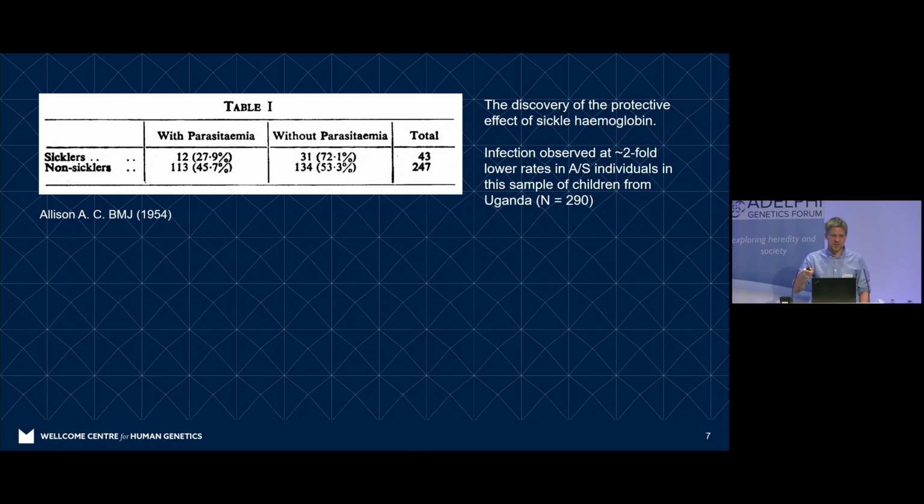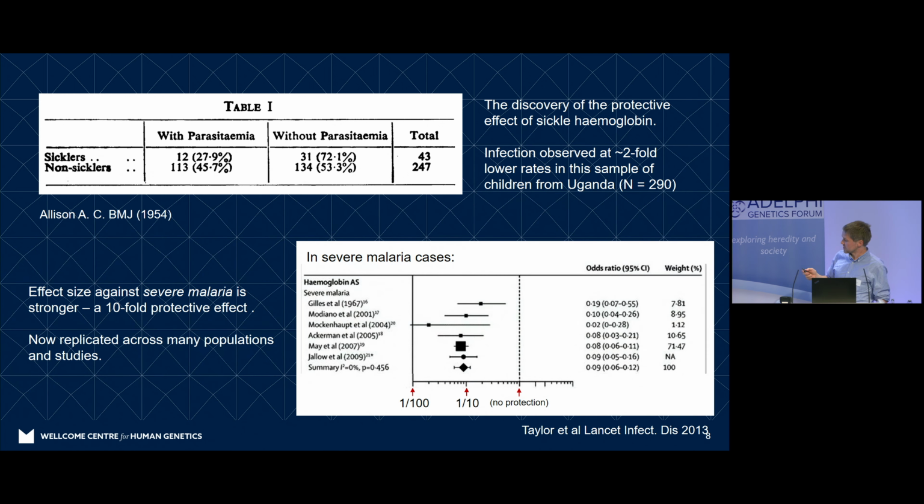Now, one of the things we have to get at is that a study of 290 children like this, an observational study, is just not enough. And we've just heard a talk saying that really we should have a much larger number of samples for this kind of study. But as it turns out, this particular finding has been replicated many times over. So here is a more recent meta-analysis of work. This time it's not in infection, but in severe malaria. And the upshot of all this is that the effect size of sickle cell against severe malaria is something like 10-fold protection.